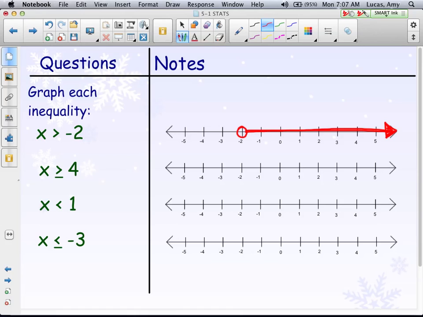The next one is greater than or equal to 4. So I close my circle because it could be 4. And then it's going to go to the right. So that's what you could do for your graphs.